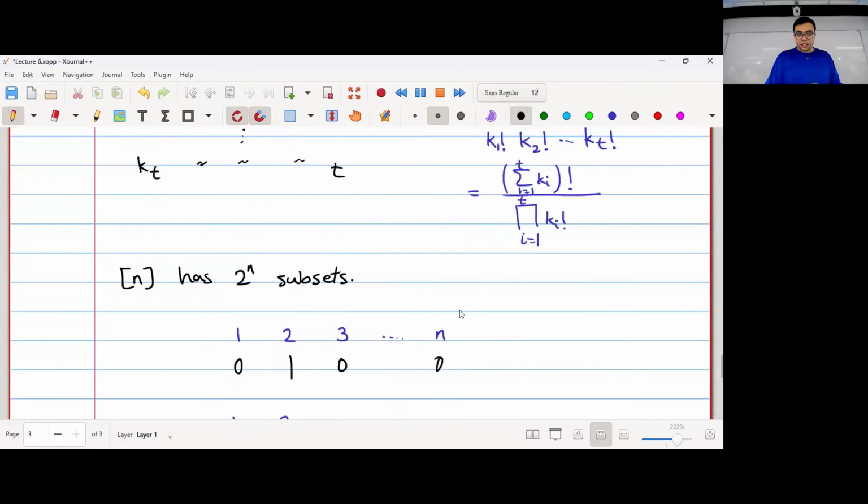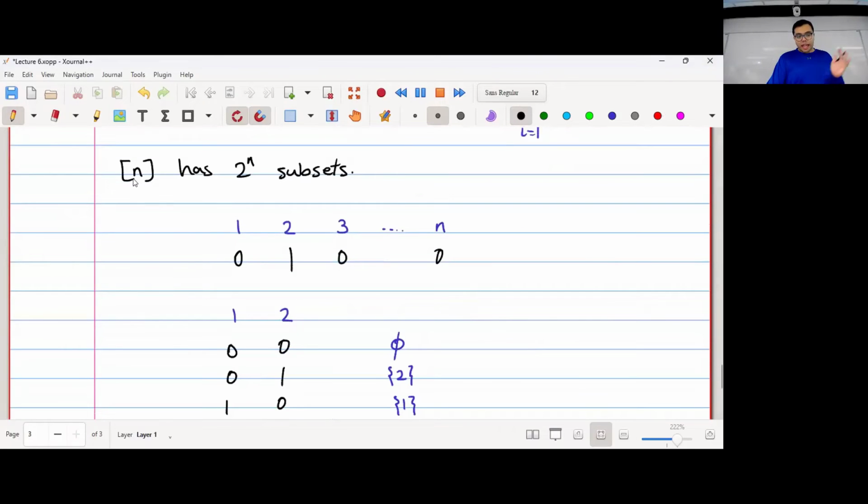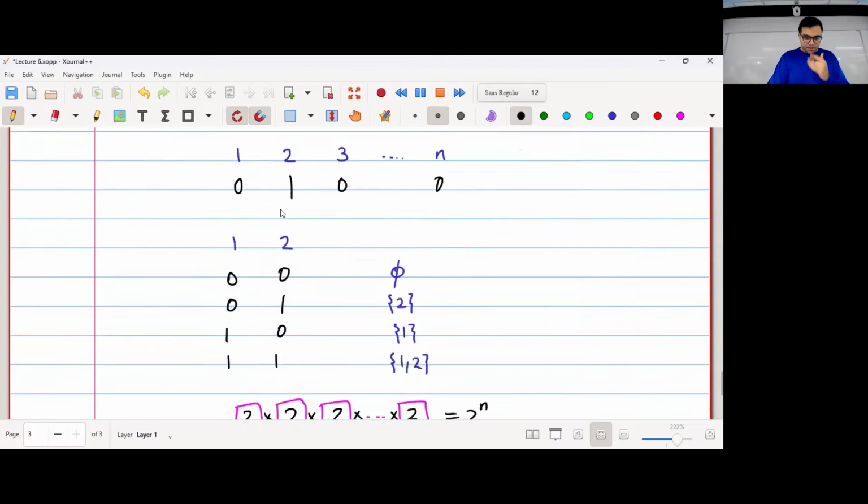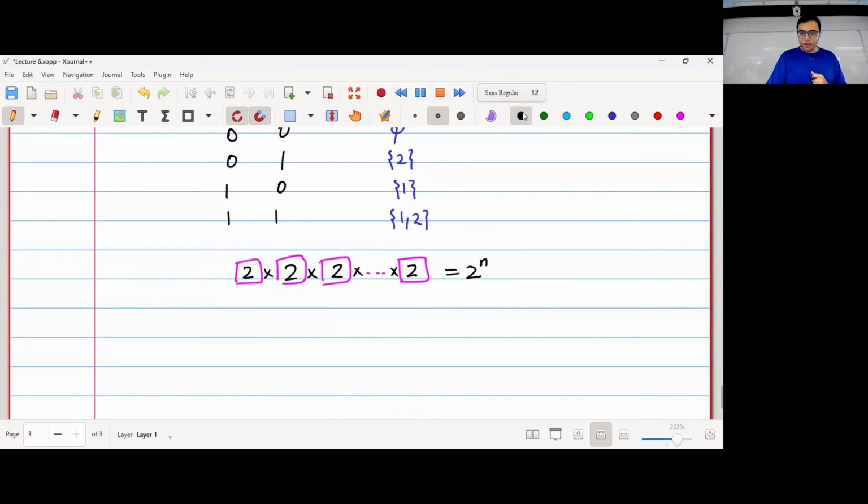So any set of size n has exactly 2 to the power of n subsets. But remember, we talked about some other interesting things about subsets as well.